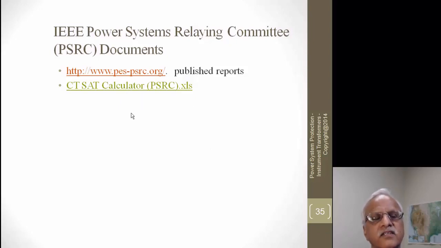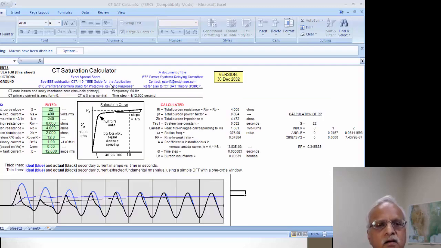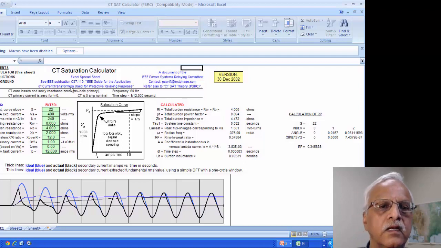So here is the CT saturation calculator, which is available freely from the IEEE Power Systems Relaying Committee website. They have published reports. Please go there and look for the CT sat calculator. Download this Excel spreadsheet. Then you can look at it by entering the values which are specific to your application. So now let's look at this. If I click on this, then we go to the CT saturation calculator website, and you have some entries to be made here.